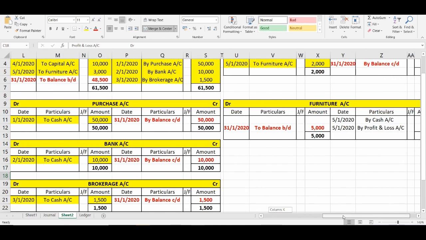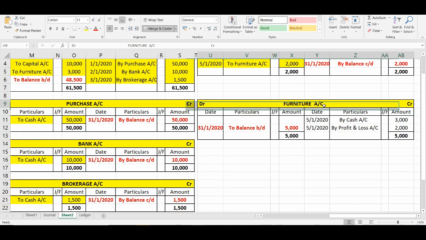Let's see the entry in this ledger. So in the furniture account ledger, we have a total amount of 5,000 on 5th January, but bifurcated into two parts. Those are the opposite accounts, that is cash account 3,000 and profit and loss account 2,000.